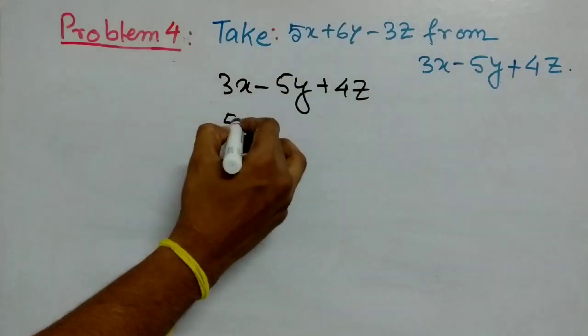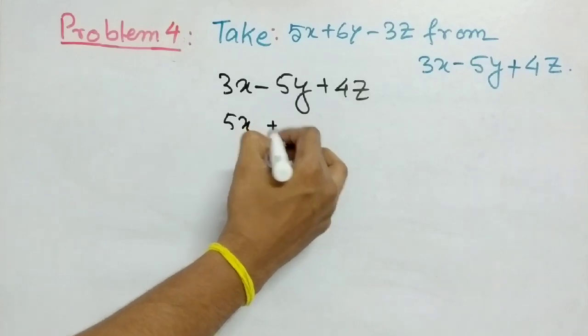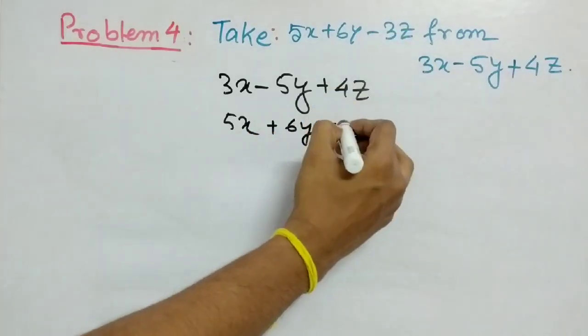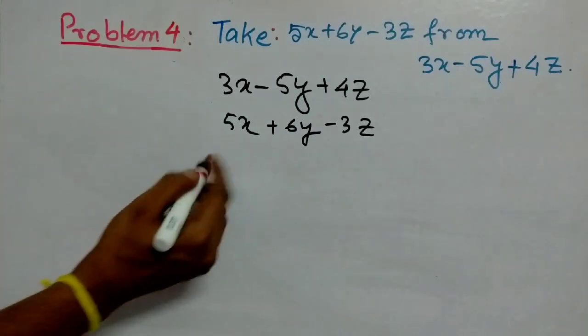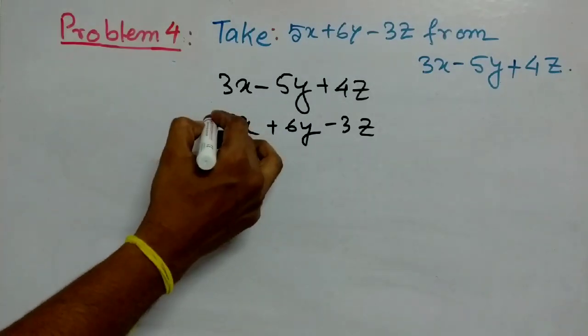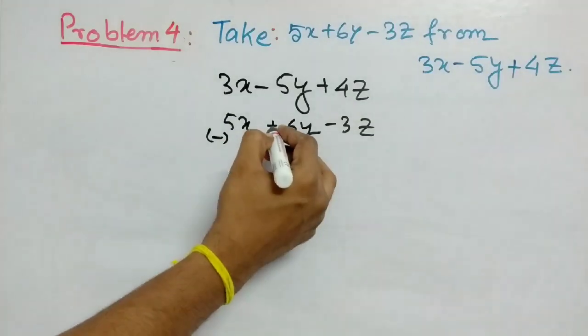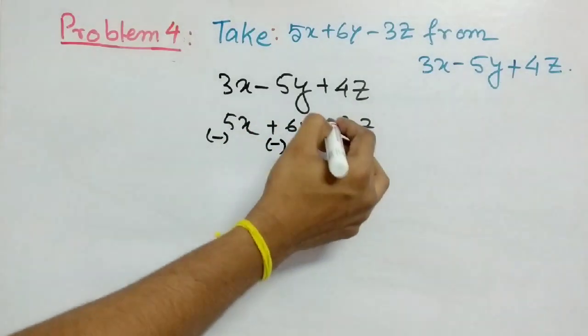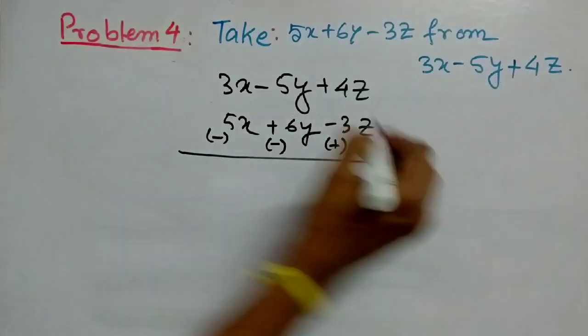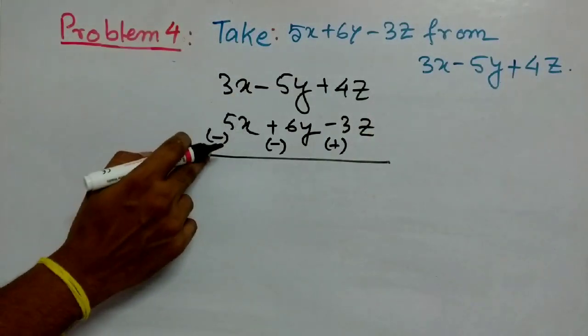Here 5x plus 6y minus 3z. Because it is subtraction, we have to change the sign. So here it was positive, it has become negative. Now it was positive, it has become negative, and it was negative, so it has become positive. Okay, so this is its own sign right now.